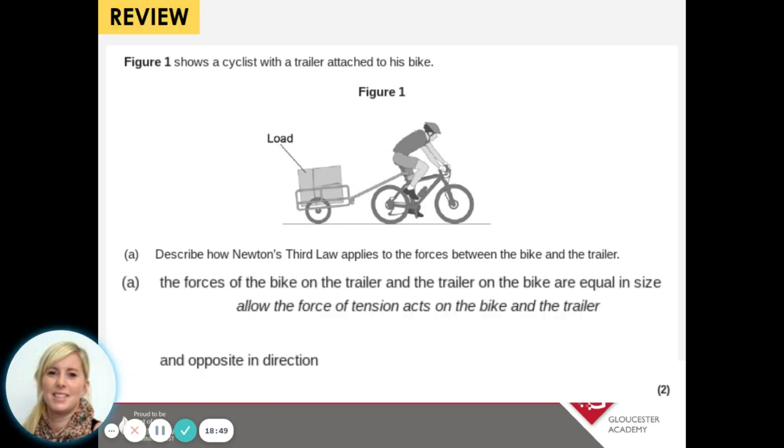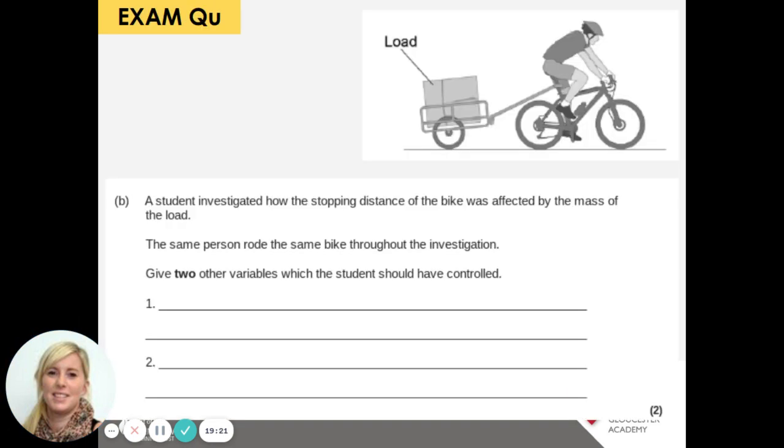And then for the mark scheme, we're looking for the fact that the forces are equal in size. So the forces of the bike on the trailer and the trailer on the bike are equal in size. To be honest, if you just wrote that the forces are equal in size, that's 1 mark. But then you have to say that they're opposite in direction. So the cyclist is pulling to the right, but the load, the trailer, is pulling to the left. So they're acting in opposite directions, and that's the 2nd mark. So you're basically taking the definition and applying it to this example for 2 marks.